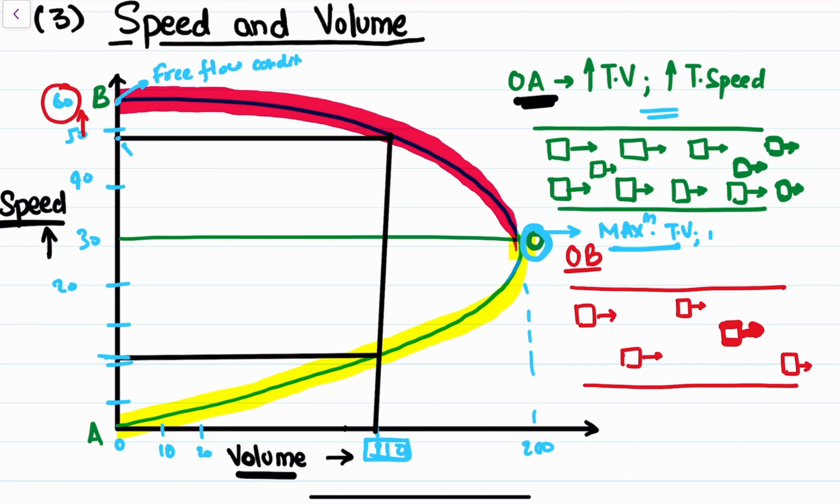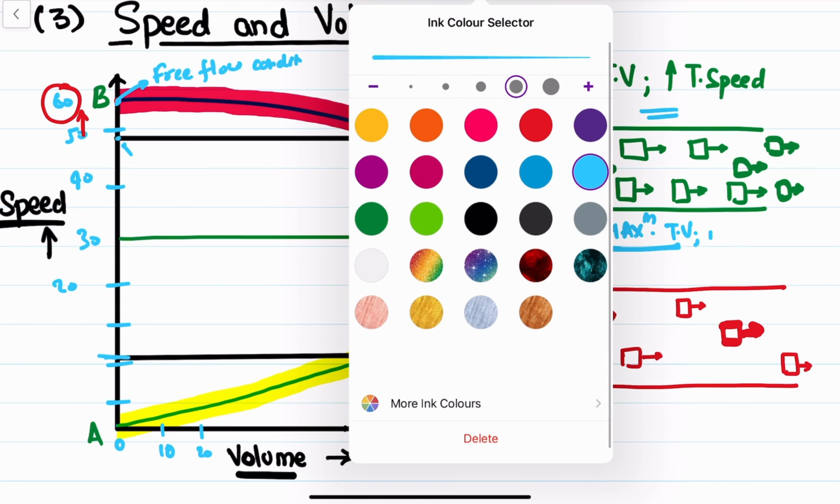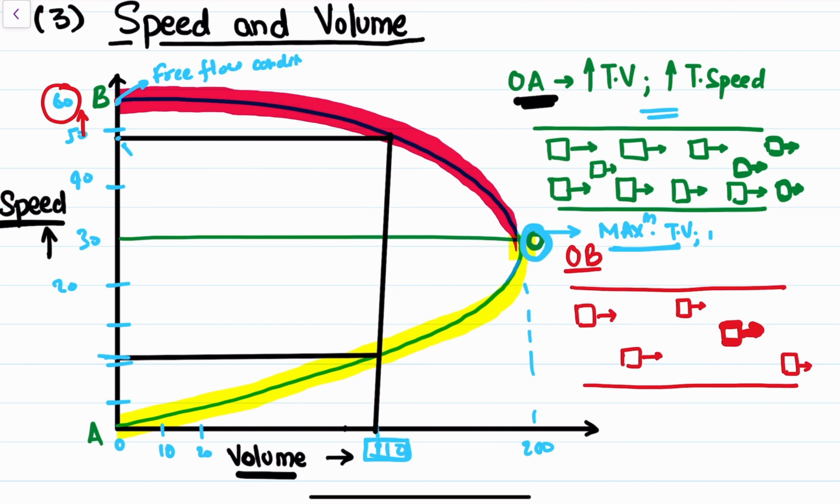So again, let me just name this as point x1 and this one as point x2. Here we see that at the same traffic volume, we are getting two different speeds. Let us understand how this can happen. If you see here, at this section, at the same traffic volume, the speed is less.